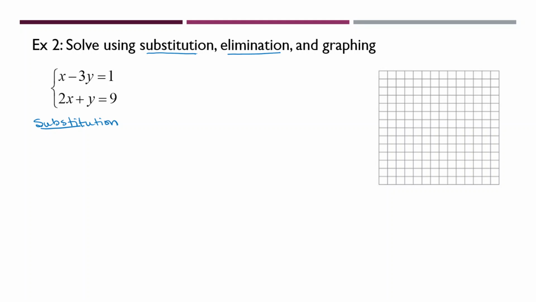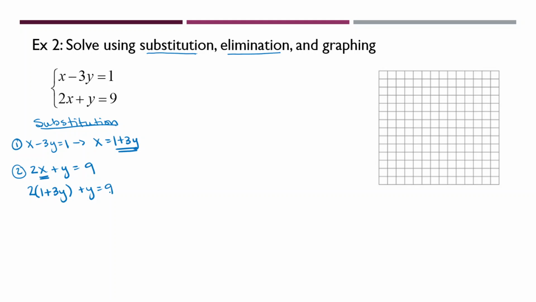Substitution simply means we're going to substitute or replace one variable for another according to how they're related. So this first equation will tell me that x is 1 plus 3y. So then in the second equation, I have 2x plus y equals 9. So I can replace x with what x is actually equal to. And now I only have one variable, so I can solve. So I'm going to distribute the 2.